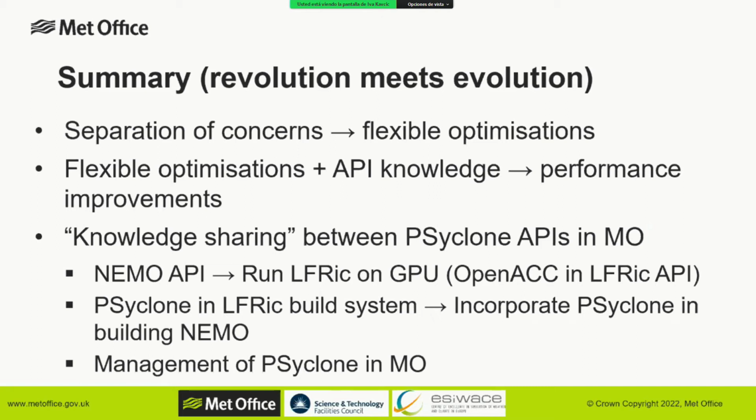What is also important to note is that there is a lot of sharing of knowledge between different PSyclone APIs in the Met Office. For instance, the results that I showed before were for the NEMO performance on GPU. So now we are working on running the ELFRIC atmospheric model on GPUs. And we used the OpenACC work from the NEMO API as a starting point for this work on ELFRIC, and it's now progressing well apart from the usual problems with the compilers.